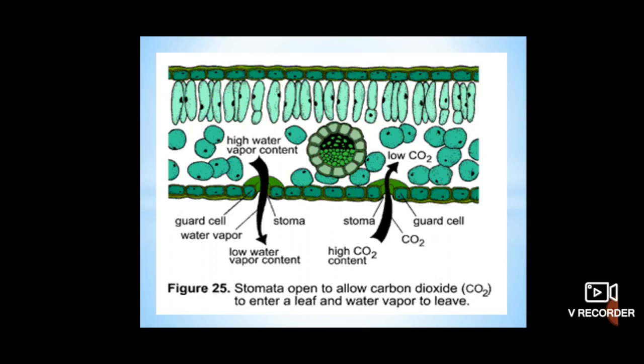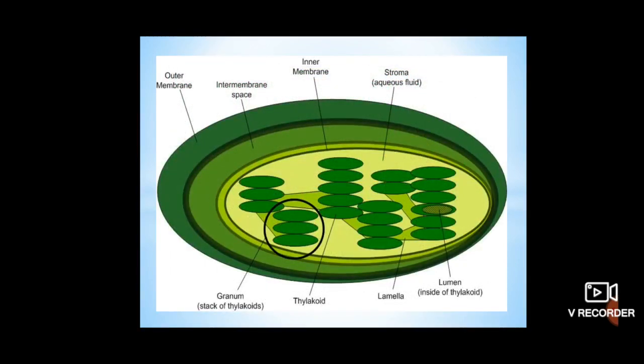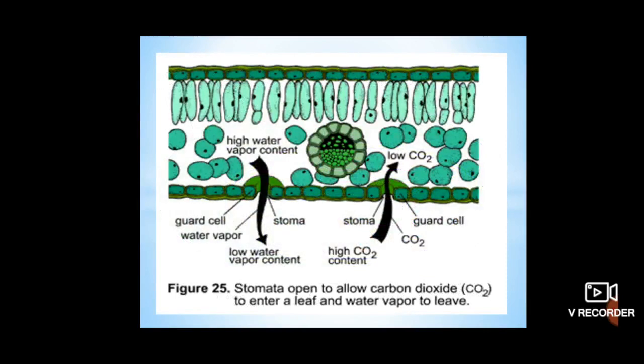And one more thing: how does the exchange of gases take place in plants? Just observe it. The exchange of gases in a plant takes place with the help of stomata. So what is the main role of the stomata? Stomata play a major role in the exchange of gases and in the removal of waste products from the plant body.